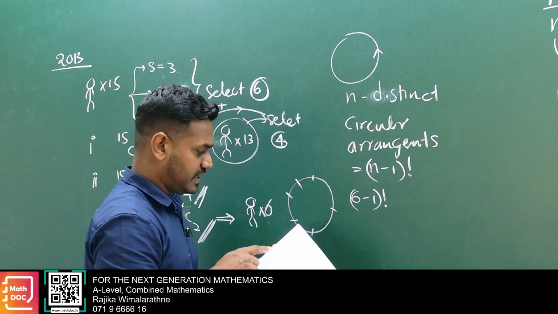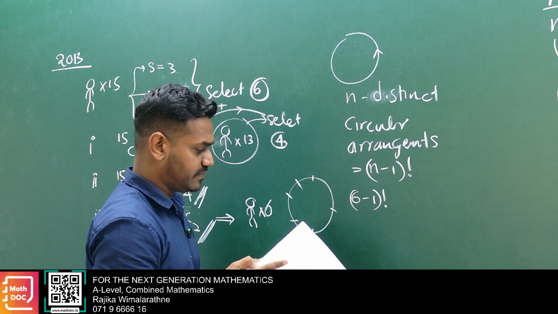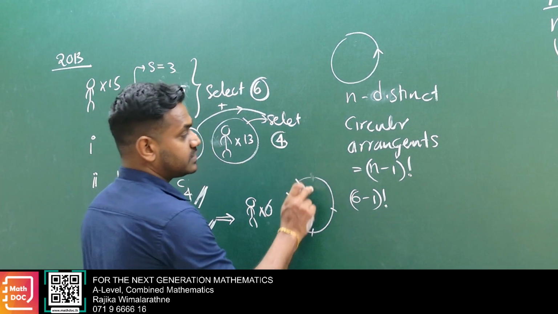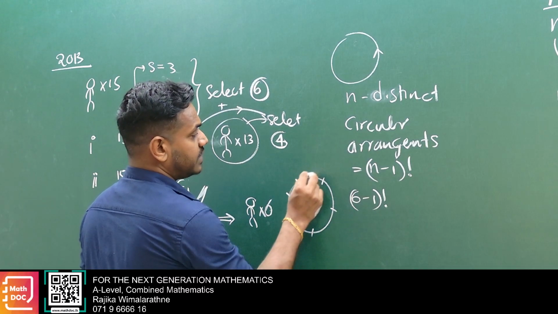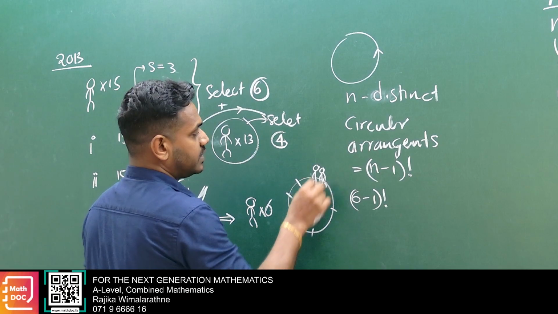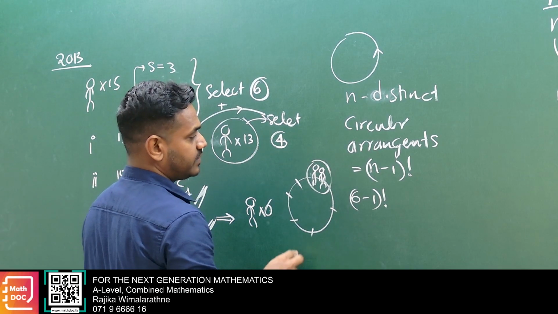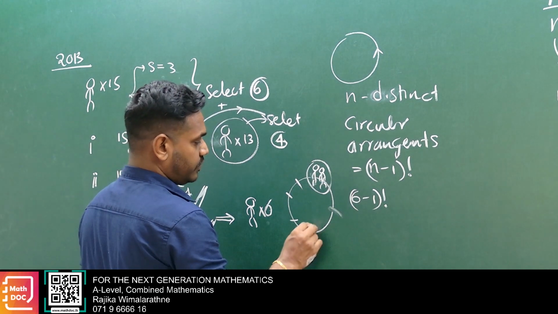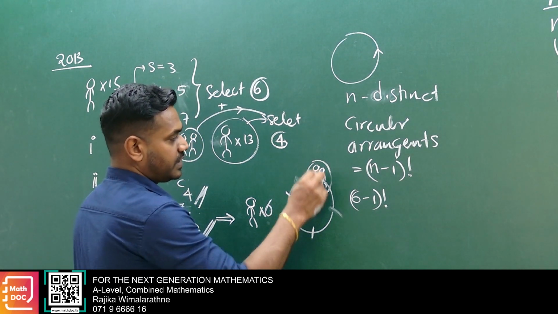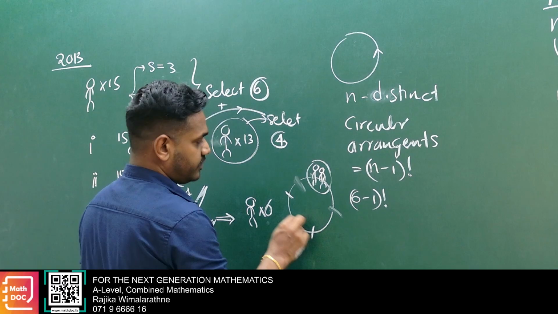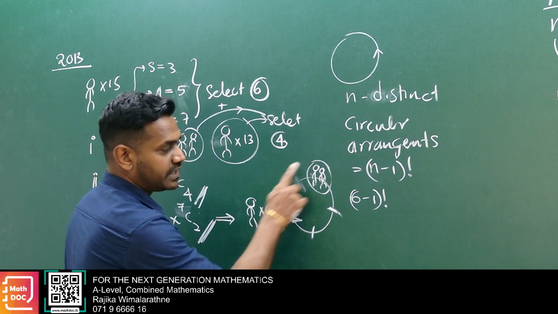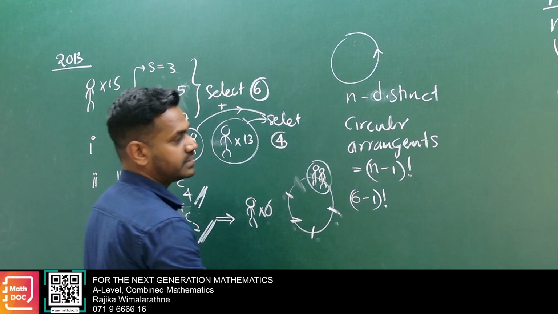And further, given that 2 students from the science stream in the group are not permitted to sit next to each other, then you take these two as one unit. Now here we have 6 students. Now we have 5 units: 1, 2, 3, 4, 5 units.